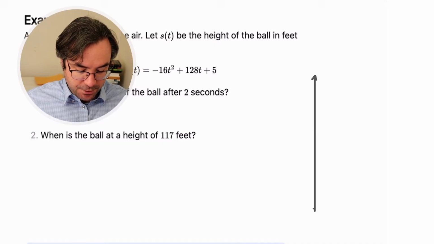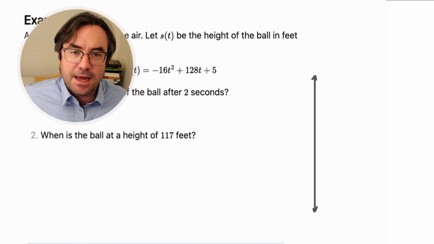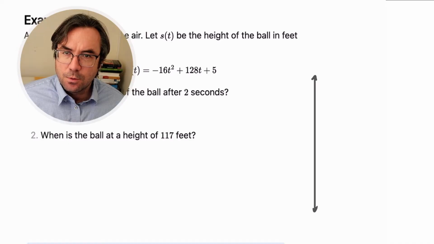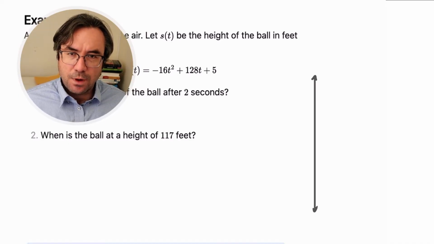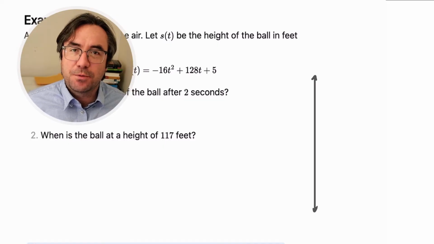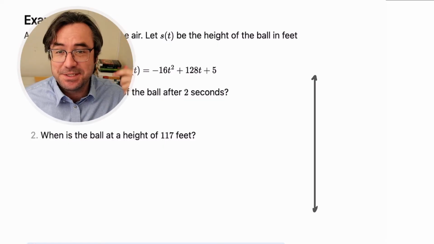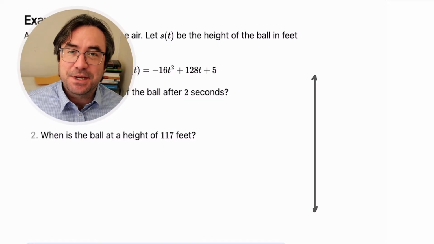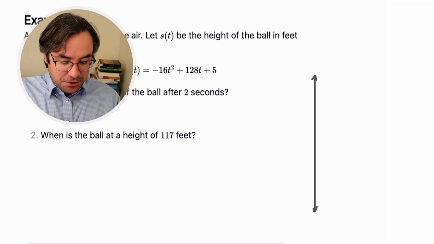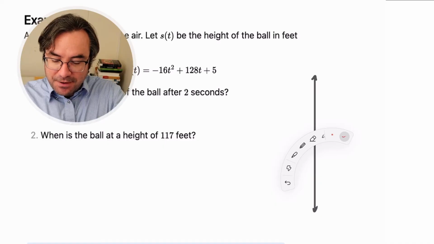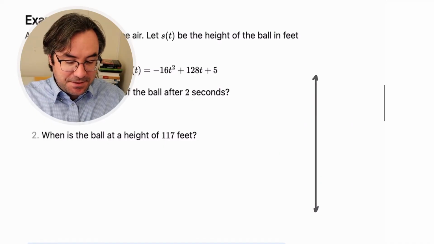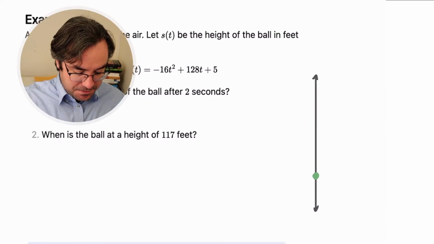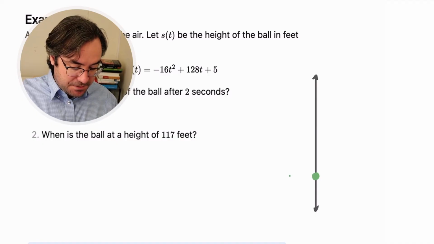Okay, there we go. And, well, what is our reference point going to be? Well, a natural reference point when we're talking about things being thrown up into the air, what we would expect, is the ground. So we're going to make our reference point the ground.